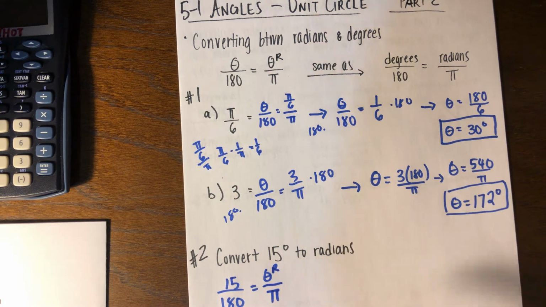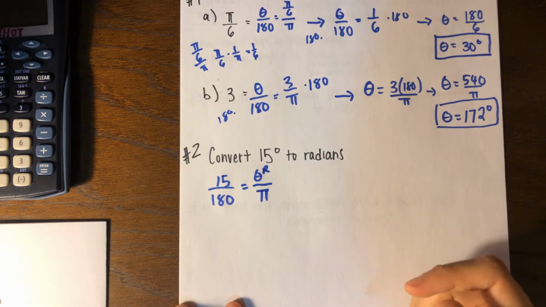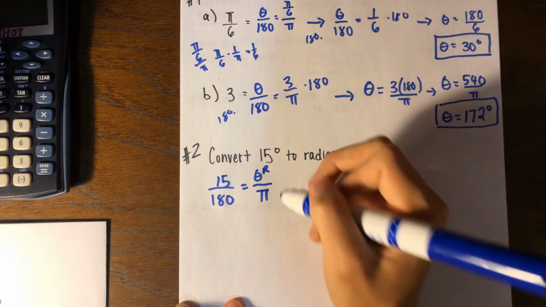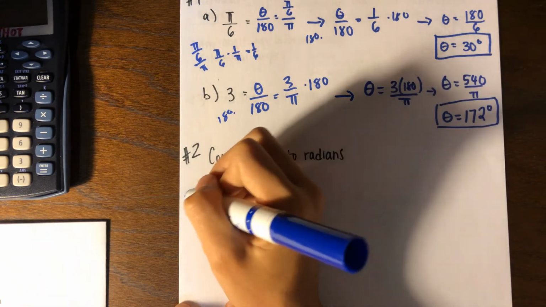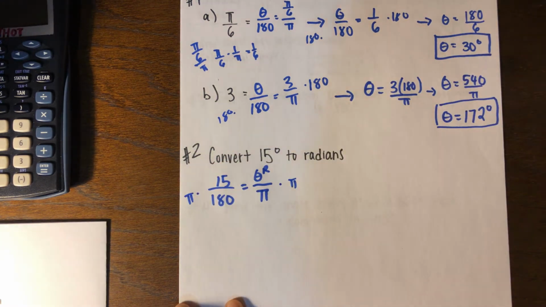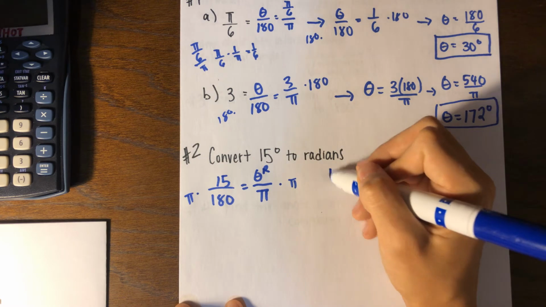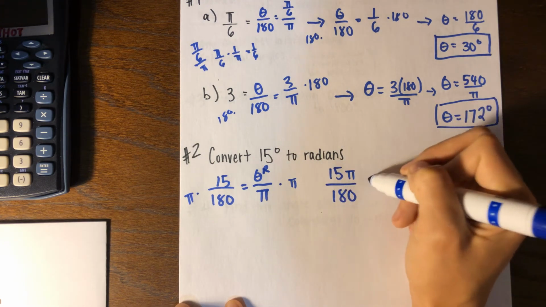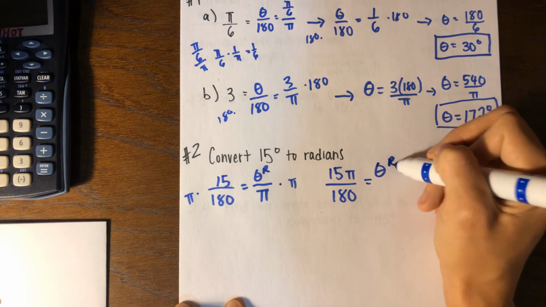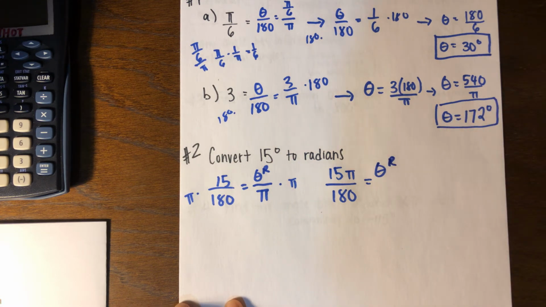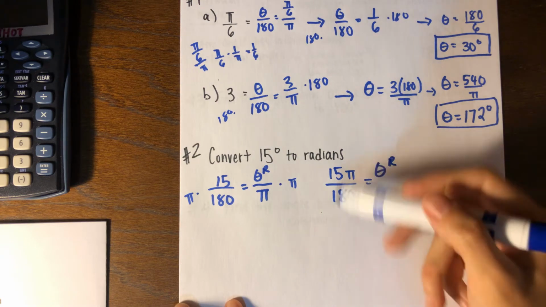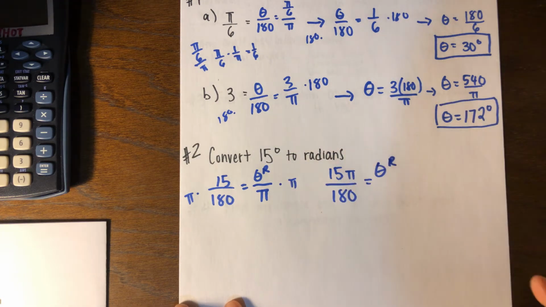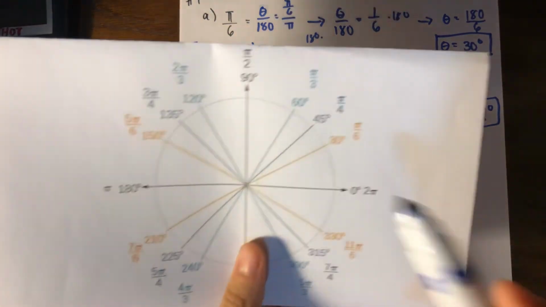Well, I'm solving for this, so I'm going to multiply both sides by pi. Then I'm left with 15 pi over 180, when I multiply, is equal to theta r, dealing with radians. I can look at this, and there's no need to plug this all into your calculator. We're solving for radians, so it's supposed to look like these.